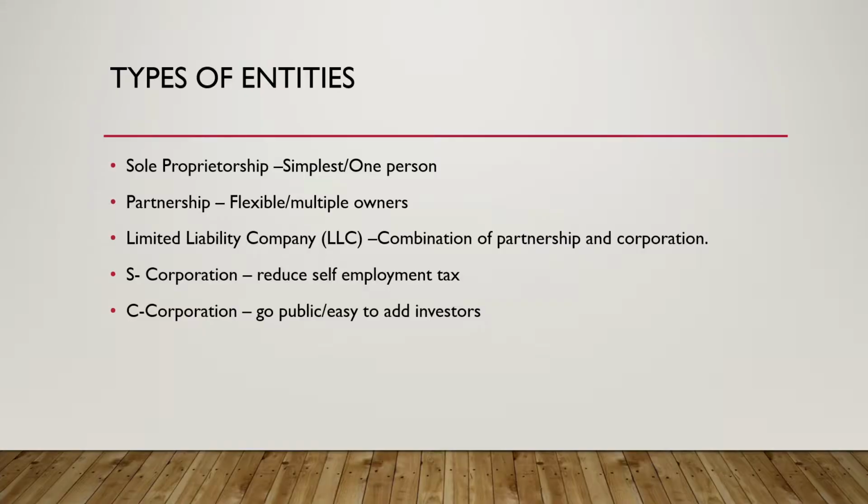There's a sole proprietorship. That's the simplest form. We have one owner. There's a partnership. That's a very flexible type of entity, but you have multiple owners in a partnership. There is what's called a limited liability company, where you have a combination of the favorable tax treatment of a partnership and the limited liability features of a corporation. We have an S corporation, which is a little bit more restrictive entity, but you get some favorable tax treatment on that. In particular, you get to reduce your self-employment tax.